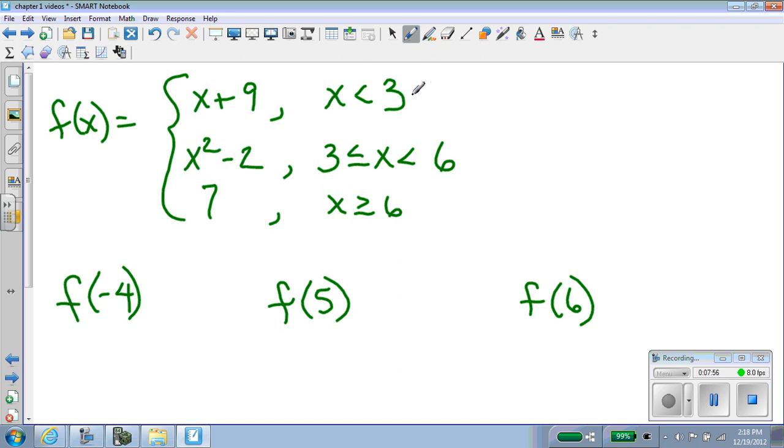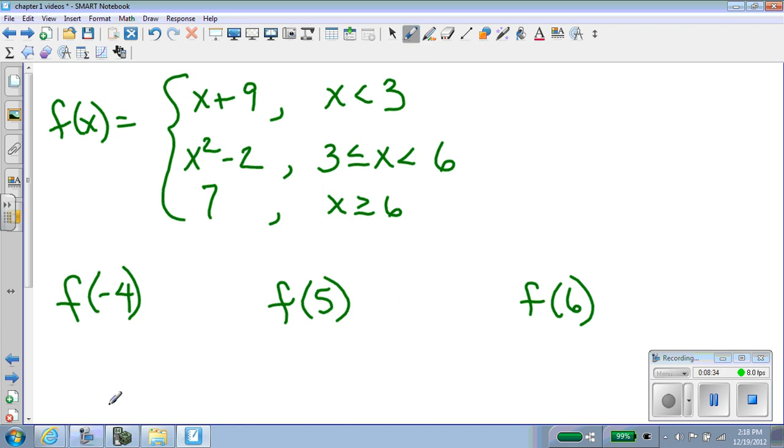So anytime I want to use a value of x that's less than 3, I should plug it into this piece of the function. x squared minus 2 if x is greater than or equal to 3, but less than 6, and 7 if x is greater than or equal to 6. So it's defined in 3 pieces, and there's no overlap in these pieces. x is either less than 3, it's either 3 up to 6, but not including 6, or it's greater than or equal to 6. So let's see how this works.